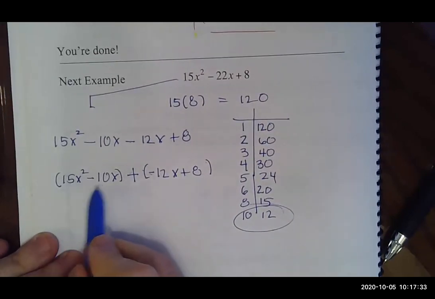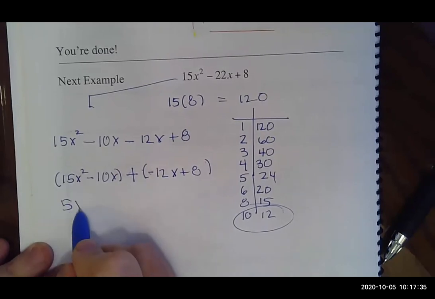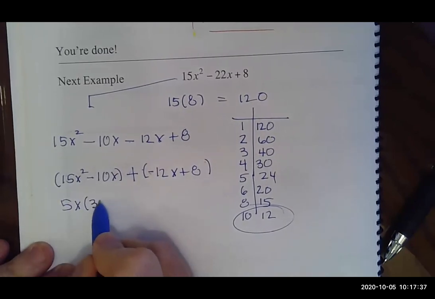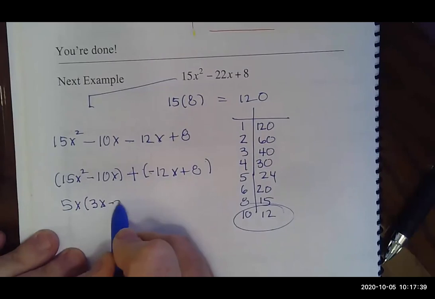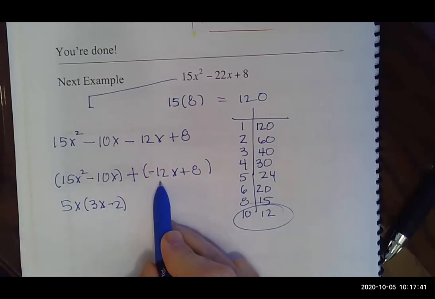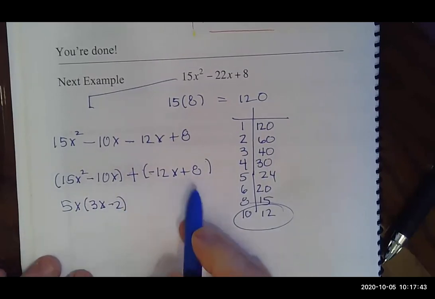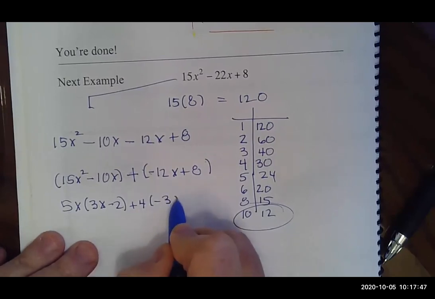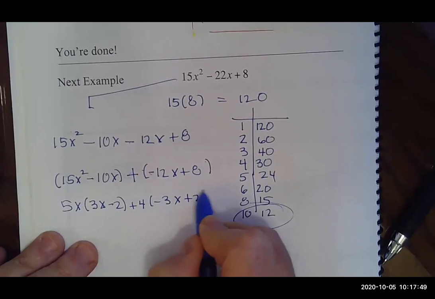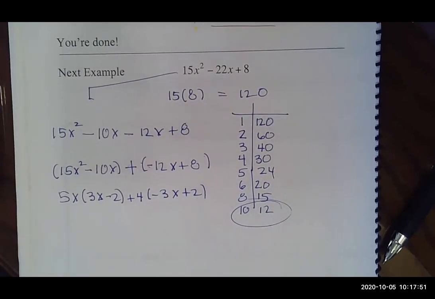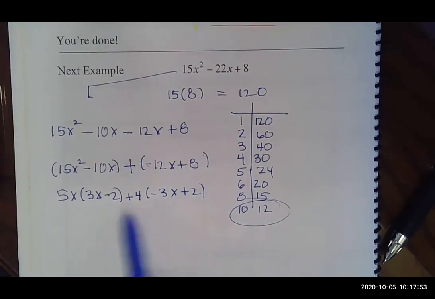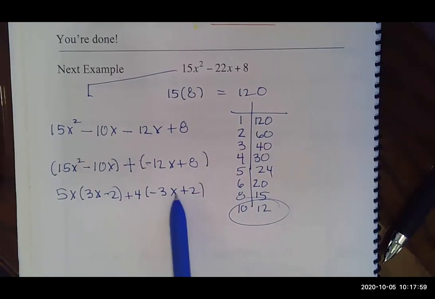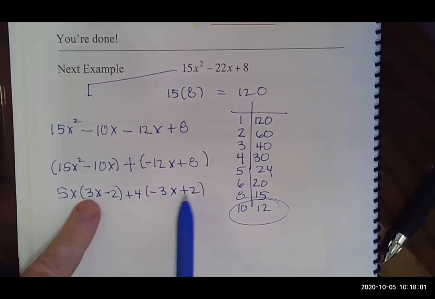Looks like there's a 5 and an X. 3x subtract a 2. Looks like there's a 4. So plus 4, negative 3x plus 2. Oh, so close. They're not exactly the same, but they're so close. But guess what you get to do? Because they're opposite signs. See, that's a negative, that's a positive, that's a positive, that's a negative.